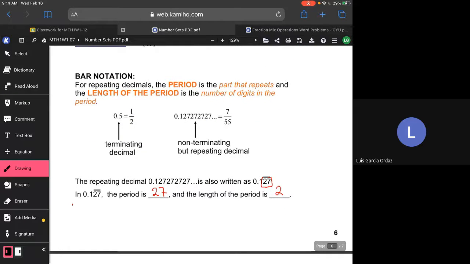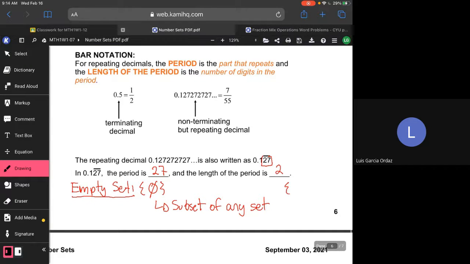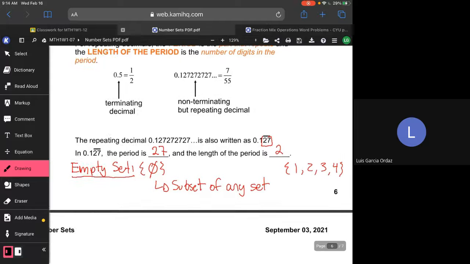And then one last thing before I finish off is something called the empty set. So an empty set is where nothing is contained, okay? So according to math and the logic of it, the empty set is a subset of any set, okay? For example, if I have the set 1, 2, 3, and 4, I can have a subset that is the empty set.